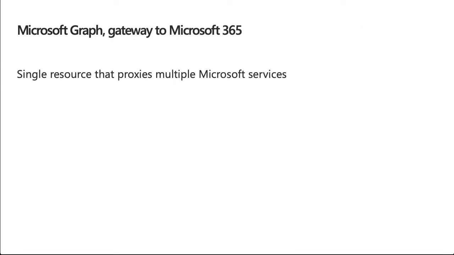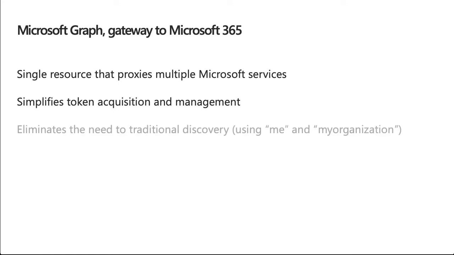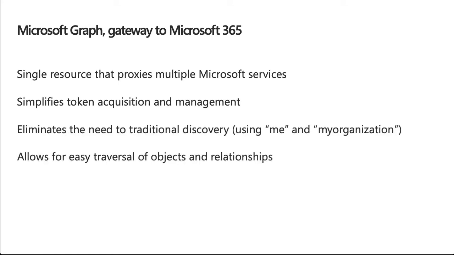As the previous slide stated, the Microsoft Graph is your gateway to all data in Microsoft 365. It is a single resource that proxies multiple Microsoft services. Because the Microsoft Graph acts as a proxy endpoint to multiple endpoints for each Microsoft 365 service, it will simplify the process of obtaining OAuth access tokens that you must include with each request to one of these endpoints. Unlike the process of obtaining a different token for each endpoint, the Microsoft Graph enables you to obtain a single access token to submit requests that can retrieve data from all the services and endpoints that the Microsoft Graph exposes.